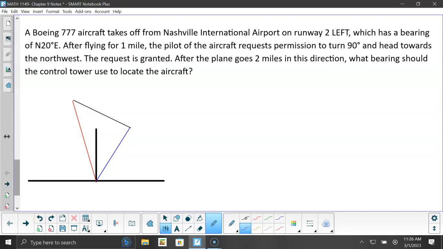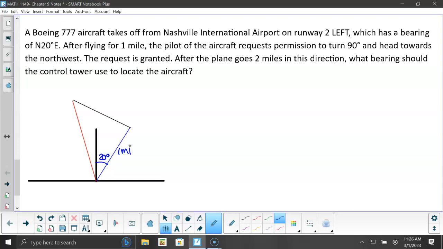All right, anyway, let me finish. So, a Boeing 777 took off from Nashville, off of runway 2. Do I care about anything in that first sentence? No, don't care. The numbers are just there to kind of throw you off. Now, it flew with a bearing of north 20 degrees east. So from north to my little blue line, that is 20 degrees to the east. Now, it flew for 1 mile.